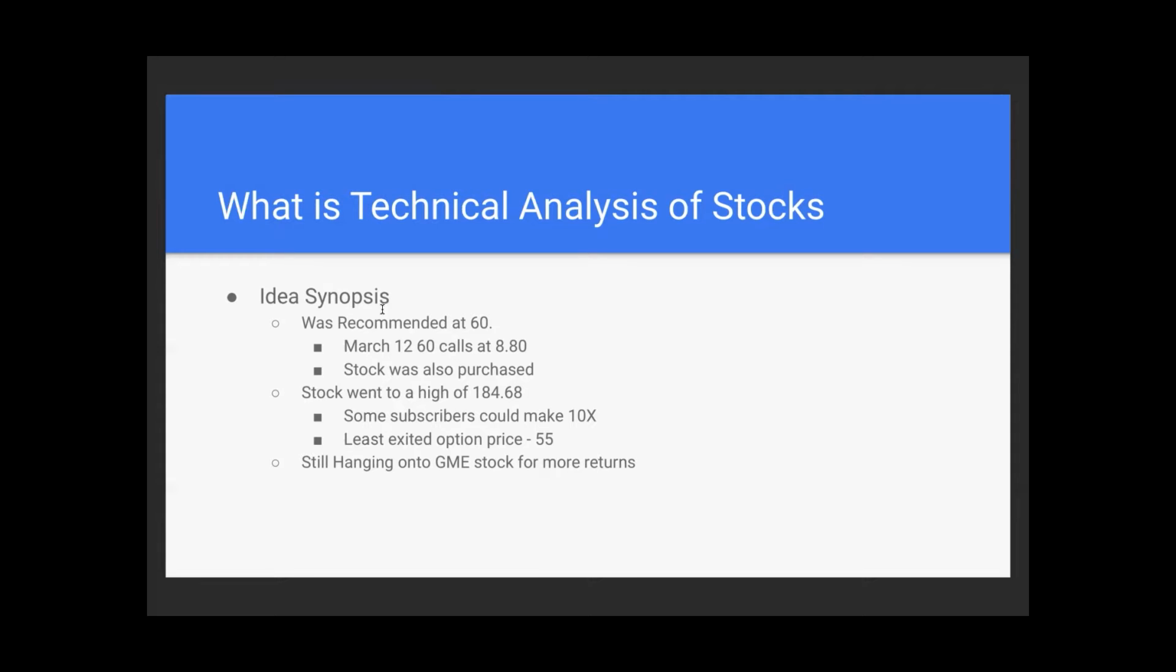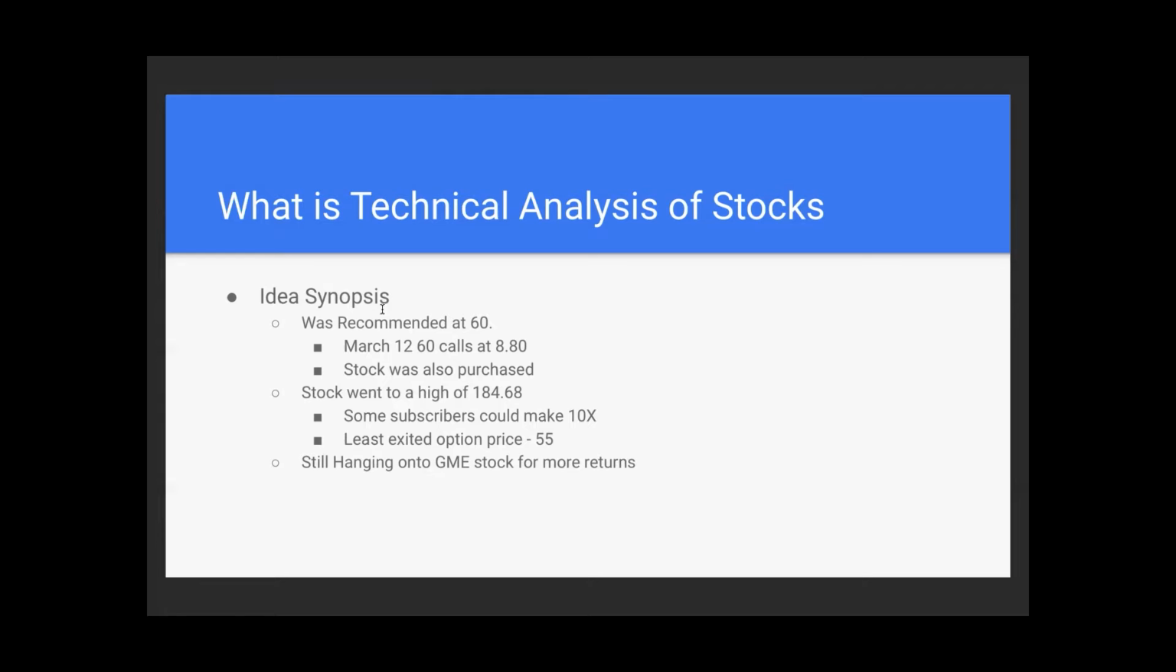So the stock was also recommended to purchase. The stock, in 2 days, went to a high of 184.68. Some subscribers made 8x from $9. It went up to $120. The options. Some subscribers were able to take advantage of it and took 10x. But the least exited option price was 55.